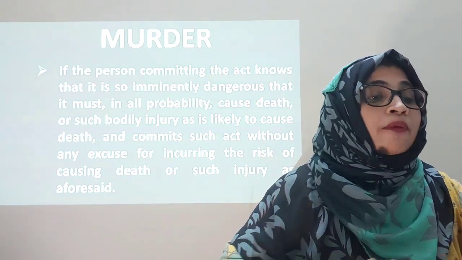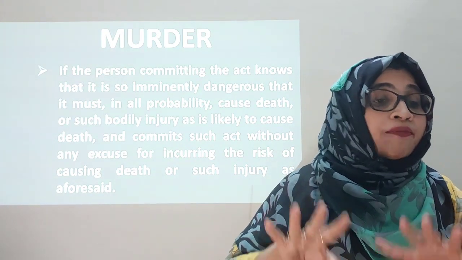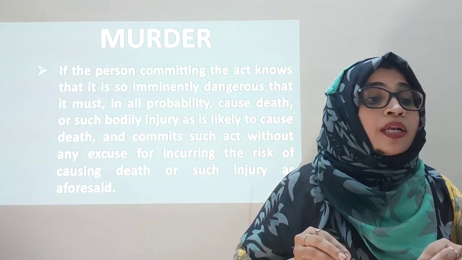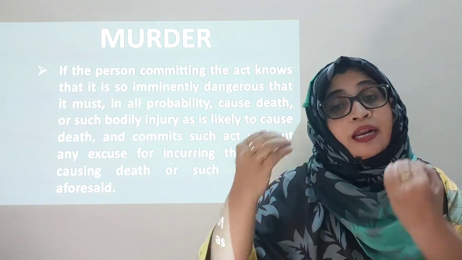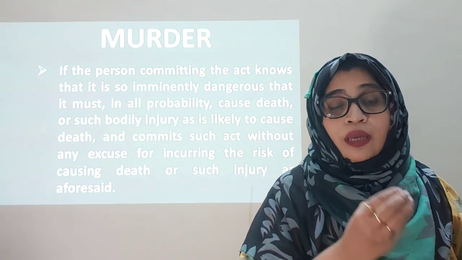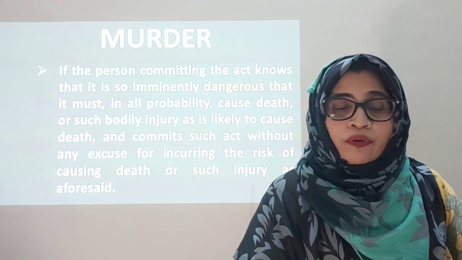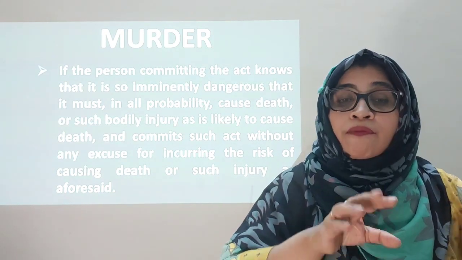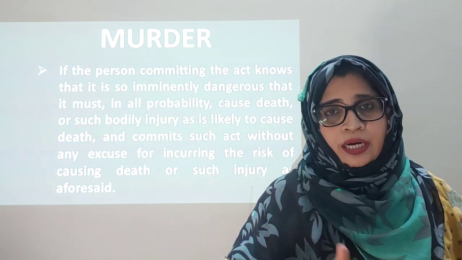So here all the probability is for causing death, such bodily injury as is likely to cause death. He knows everything clearly, and definitely the person will die. So this also comes under one of the essential elements of murder, and one of the main things when we look at the difference between Section 299 and 300.